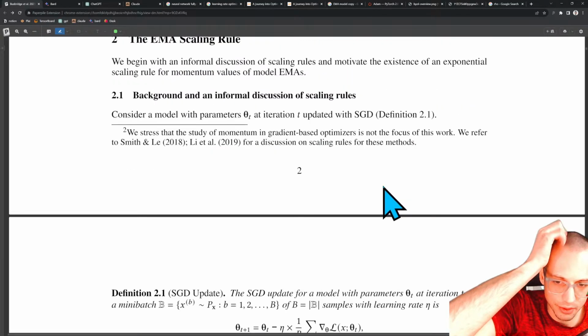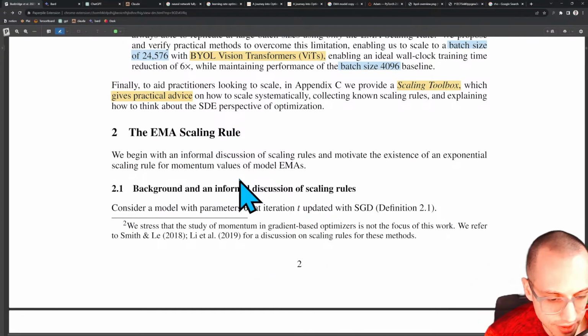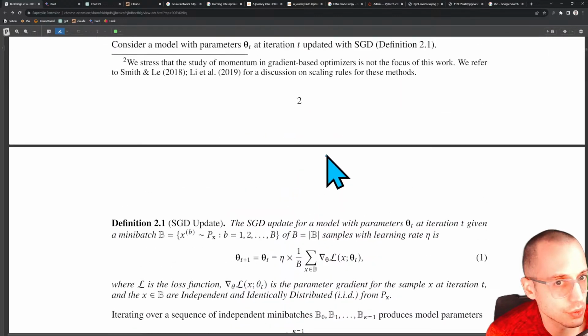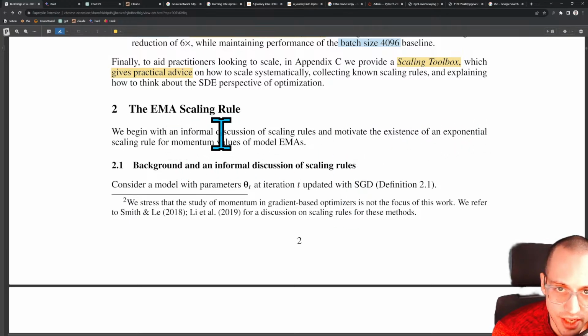The EMA scaling rule. All right. So now we're going to go directly into this actual paper here. We begin with an informal discussion of scaling rules and motivate the existence of an exponential scaling rule for momentum values of the model exponential moving averages. Consider a model with parameters theta t at iteration t updated with SGD.